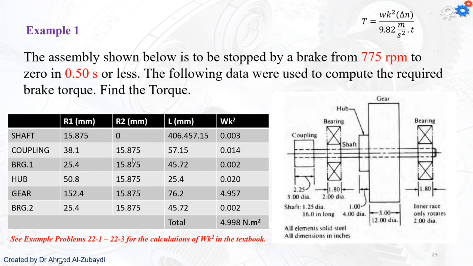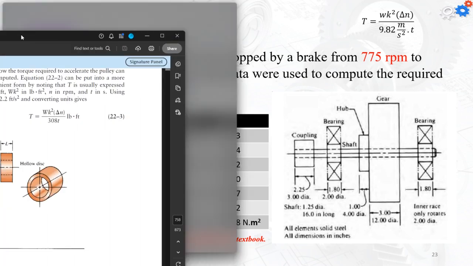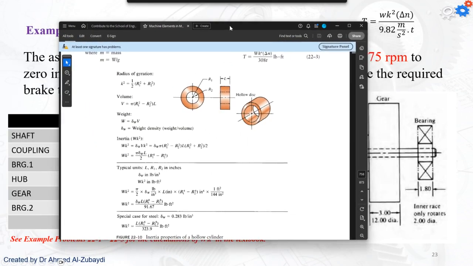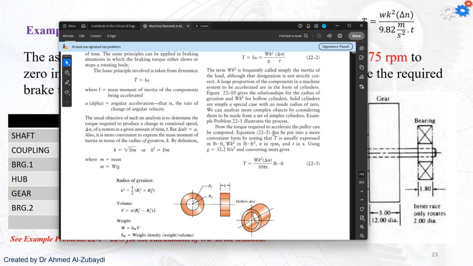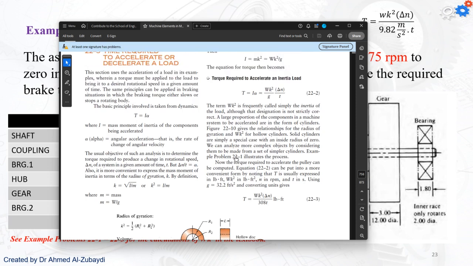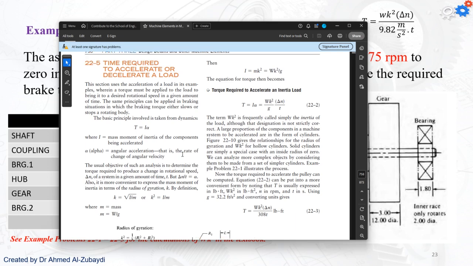Find the torque. For the calculation of the WK square, you'll need to go back to the book and have a look at chapter 22 for the calculation of the K and the WK square, which is mainly about the weight multiplied by the K, which is the radius of gyration, if you remember it from the machine and mechanism subject, I think.